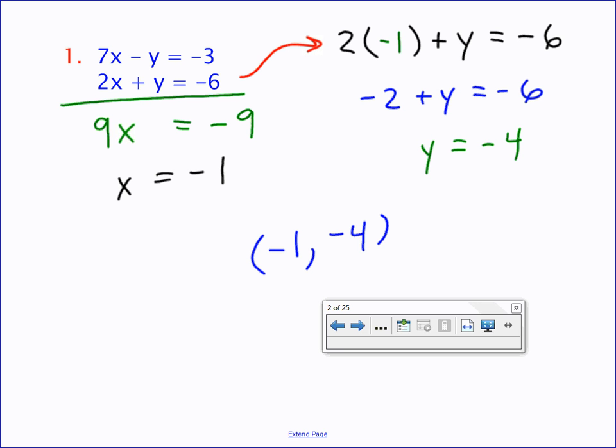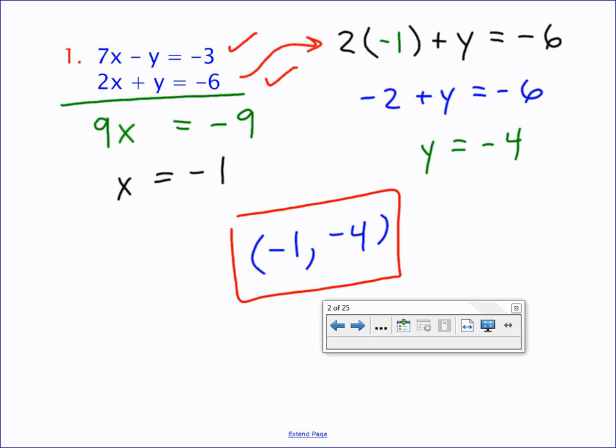But before I box it, just like on your quiz next class, I strongly encourage you to check that ordered pair x comma y in your original system. It must satisfy each equation in that system in order to be a solution. So let's go ahead and check quick. 7 times negative 1 is negative 7. Minus negative 4 is plus 4. Does negative 7 plus 4 equal negative 3? Yes, it does. And negative 1 times 2 is negative 2 plus a negative 4. Negative 2 plus a negative 4 is negative 6, and so it looks like that satisfies each of them.